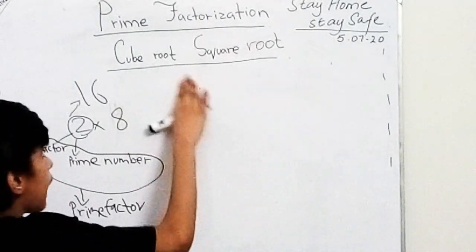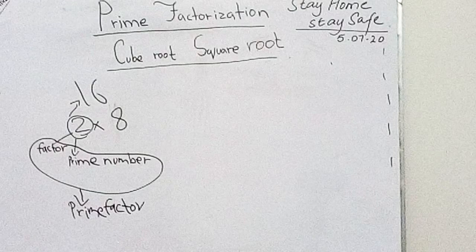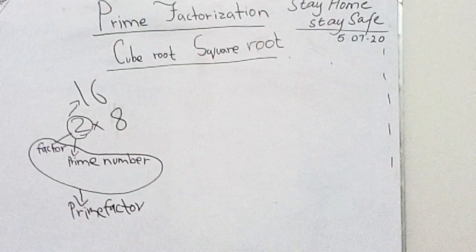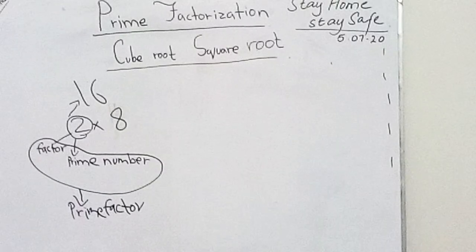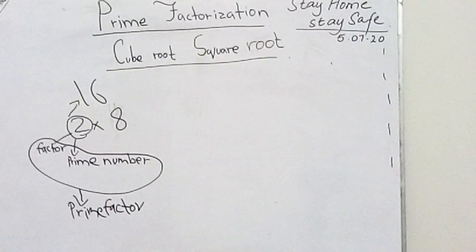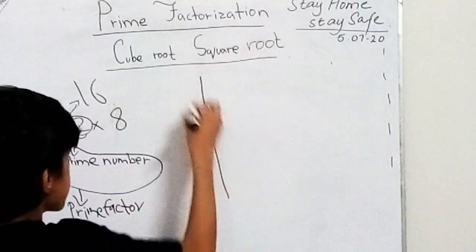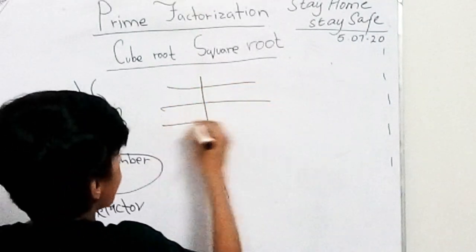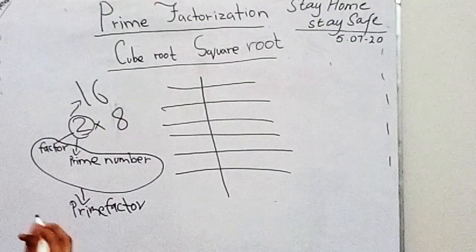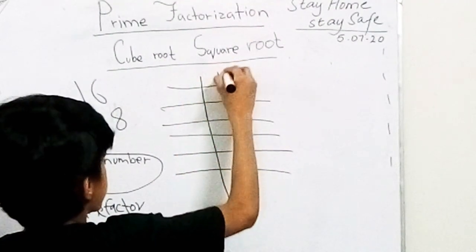Now you know the LCM method. We have to do prime factorization by LCM. The full form of LCM is lowest common multiple. So we'll do the prime factorization procedure like this. I hope you are understanding. You also studied it in your primary school.